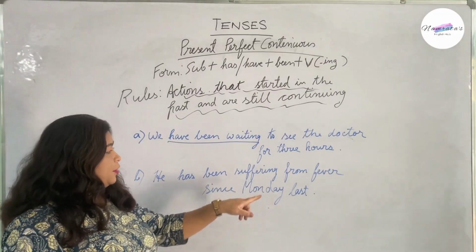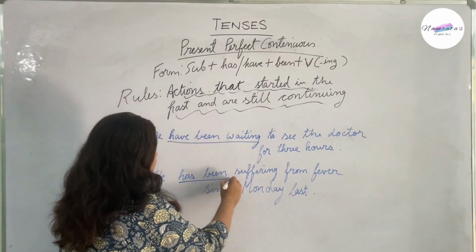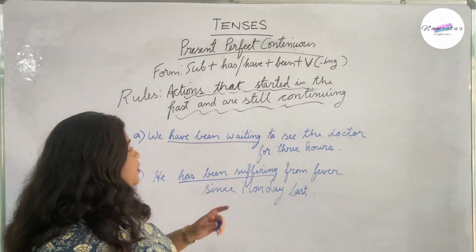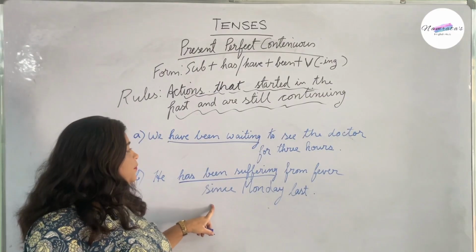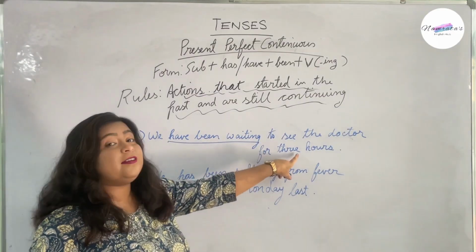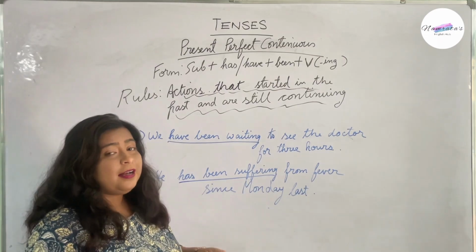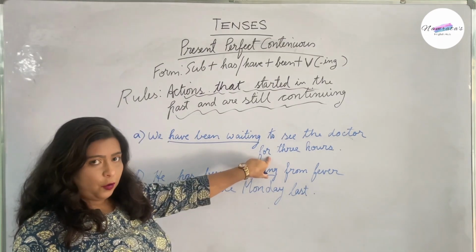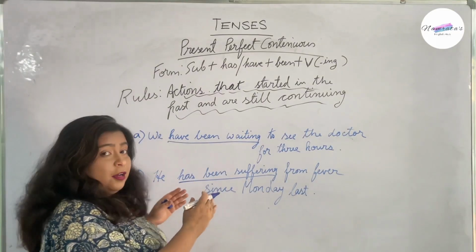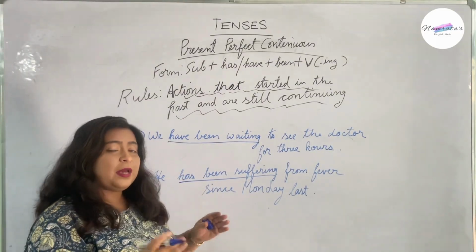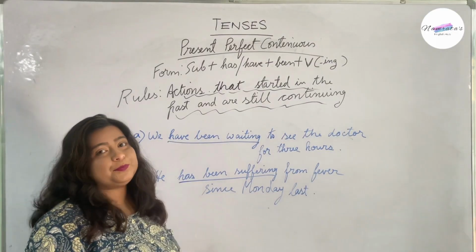He has been suffering from fever since Monday last. Has been suffering. Now, where to use for and where to use since. This is very important. When we are mentioning the duration, 3 hours, 3 months, 2 hours, 1 day, that is duration, we are using for. And when we are mentioning the starting point, means he has been suffering from which day? From Monday. So, when we are mentioning the starting point, we are using since.